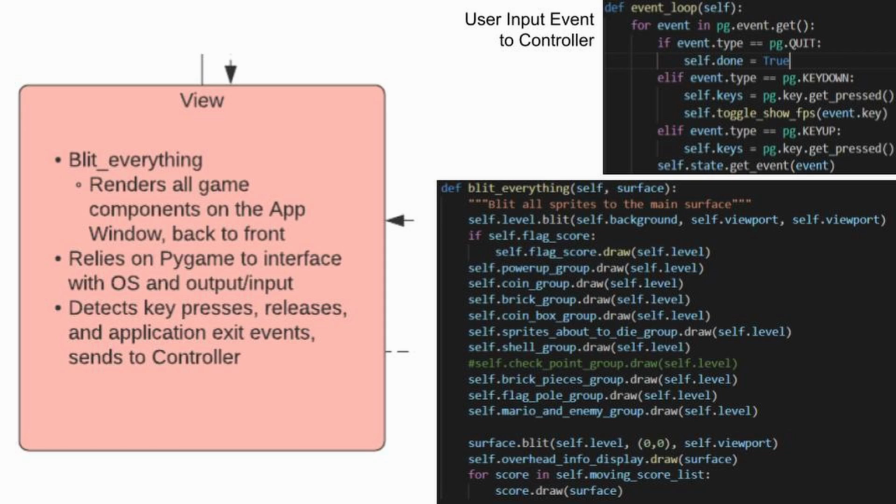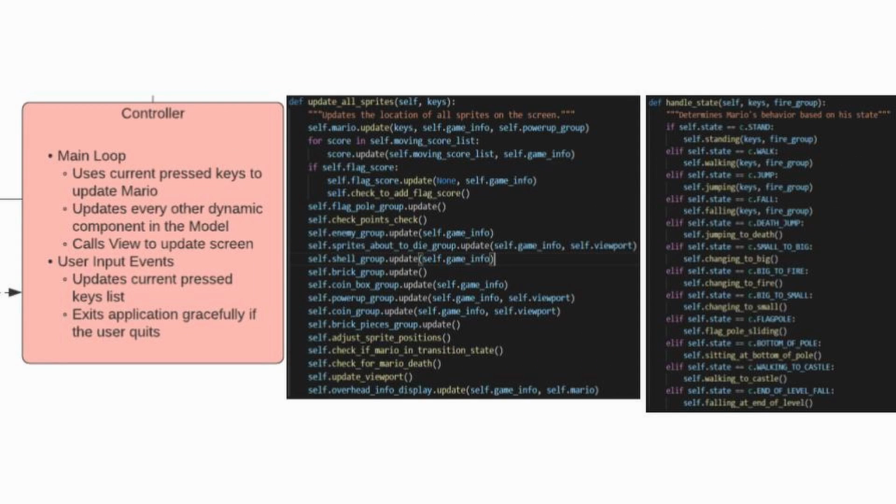Now Brennan will be talking about the controller section. The controller mainly handles updating all sprites in the engine, which is performed by calls to handle state. Handle state figures out where Mario is currently in the game, which affects all other elements in the game. Based on Mario's position and actions, every other part of the model which can change gets updated, such as bricks, enemies, and power-ups. The main loop updates every frame in the game, performing constant refreshes on the objects.